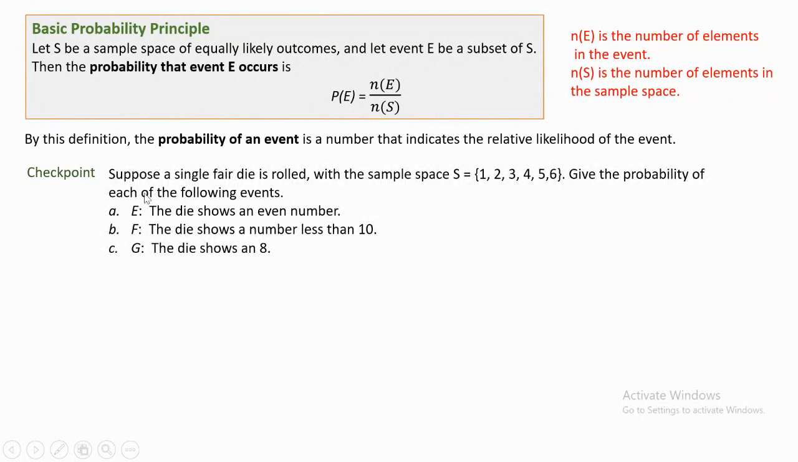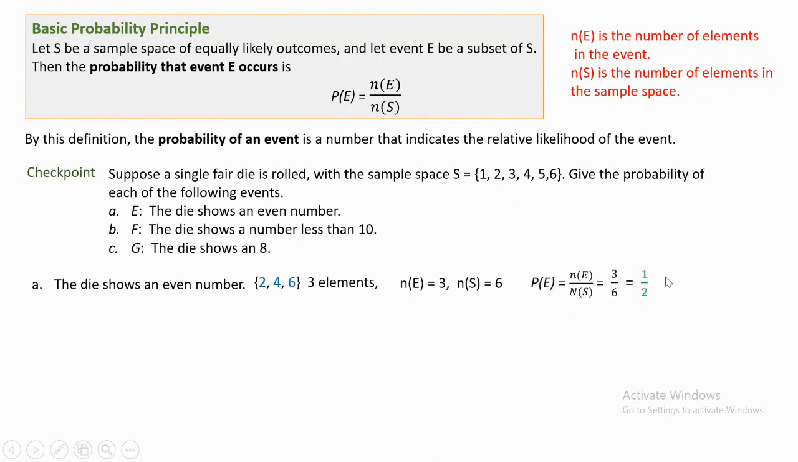So checkpoint. Suppose a single fair die is rolled with a sample space S equal to {1, 2, 3, 4, 5, 6}. Give the probability of each of the following events. A: the die shows an even number. So these are the even numbers. What was my sample space? My sample space will always have 6 elements. So it's going to be 3 over 6, which is 1/2.